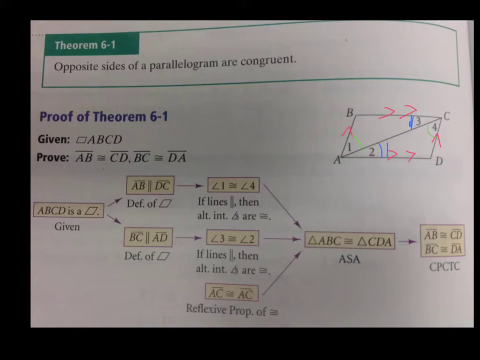Alright? And since AC is congruent to itself by the reflexive property, the two triangles are congruent by angle side angle. And if the triangles are congruent by angle side angle, then we know all pairs of corresponding parts are congruent. So AB is going to be congruent to CD, and AD is going to be congruent to BC. So if it's a parallelogram, both pairs of opposite sides also have to be congruent.